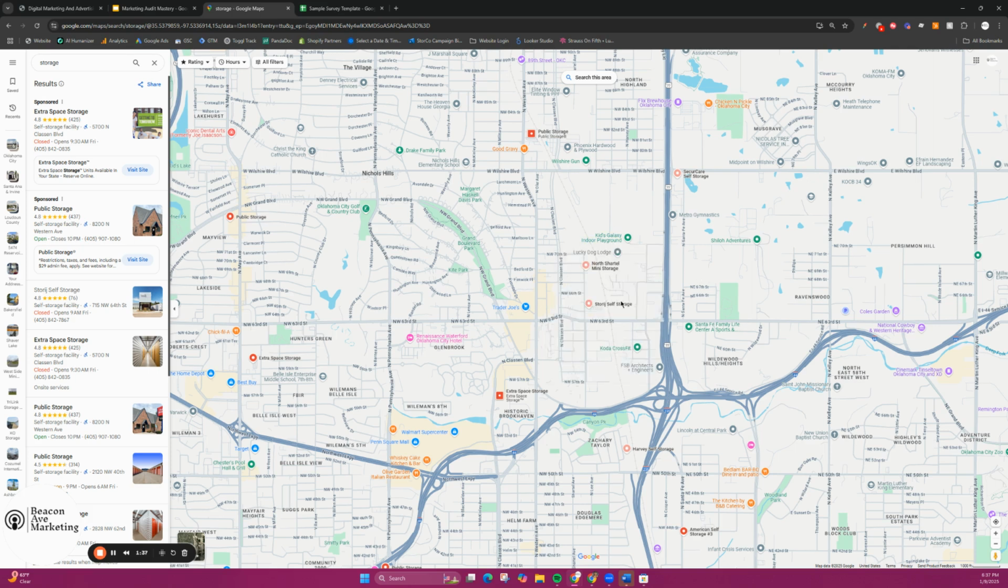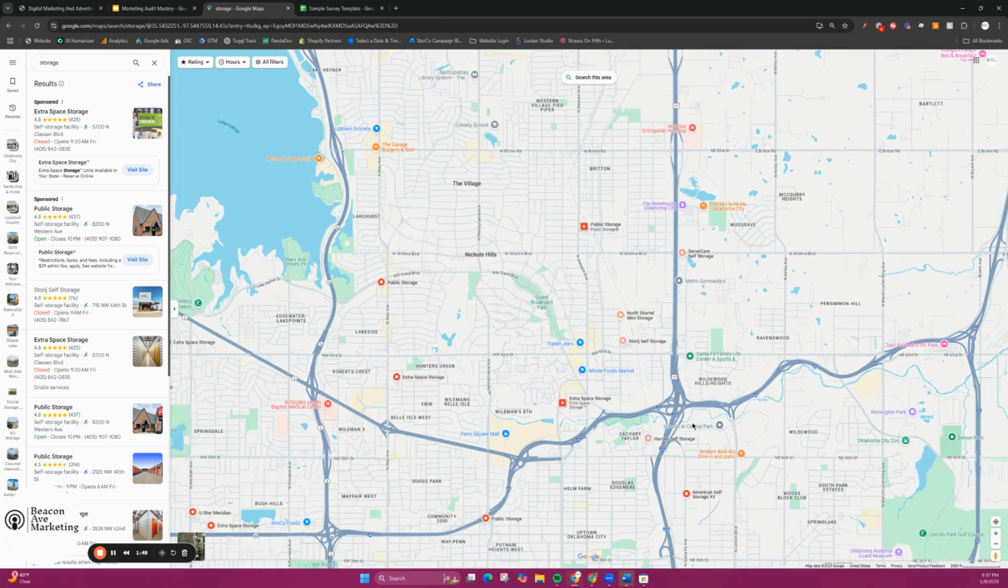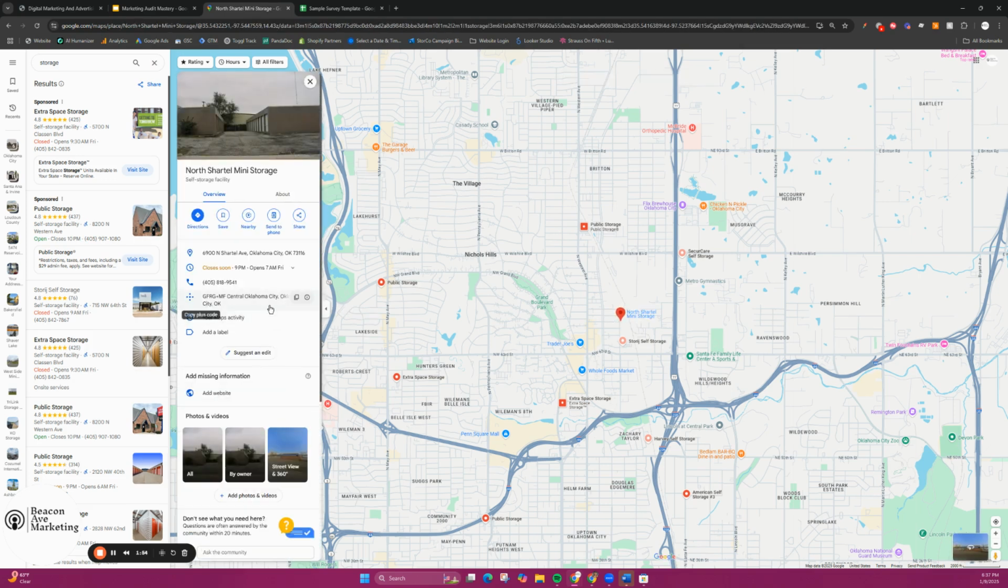We can see that this area does have a good competition of REITs and other smaller operators, Secure Care, American Self Storage, other smaller guys that have some prominence in that area. So we'll go ahead and click on our nearest competitor. That one does not have a website. So then we kind of just gauge it out.